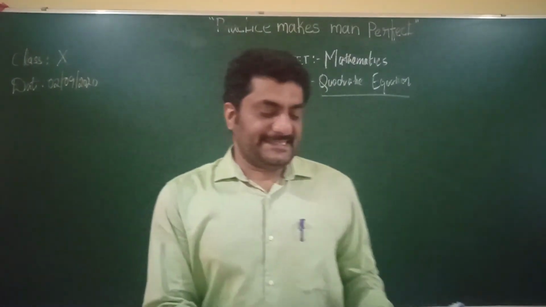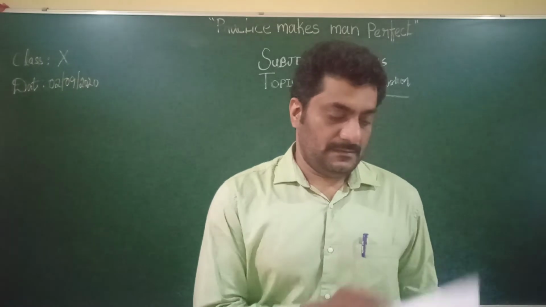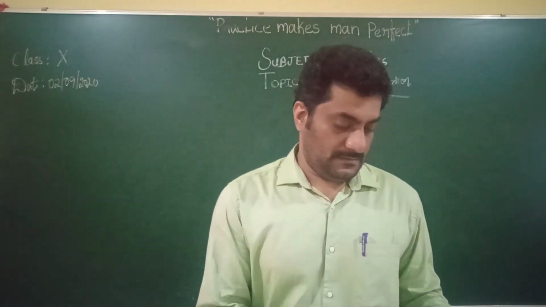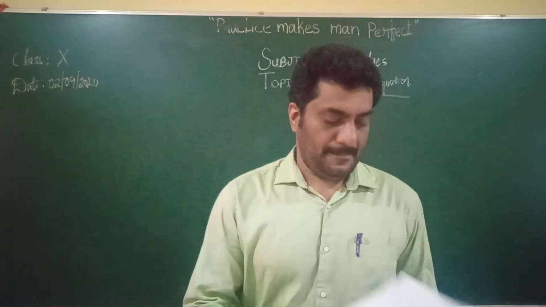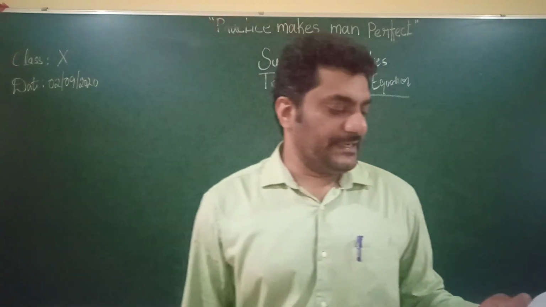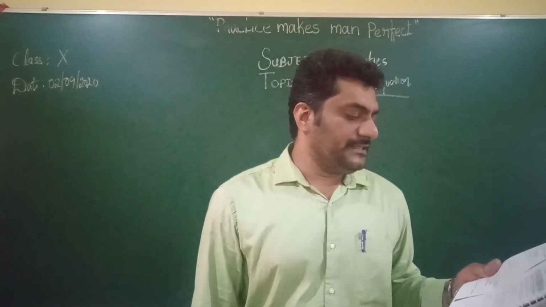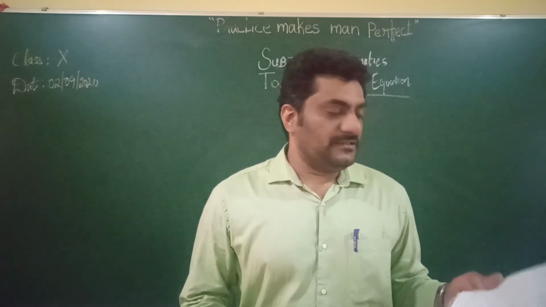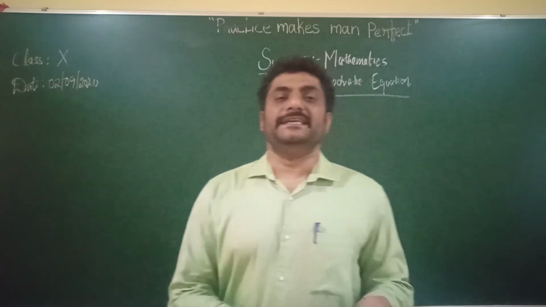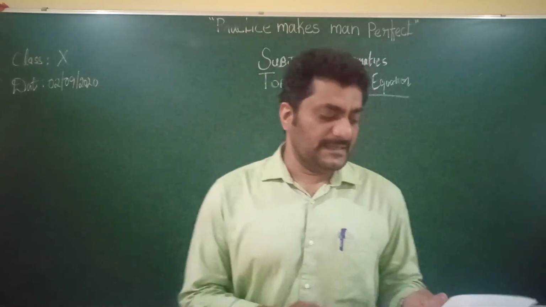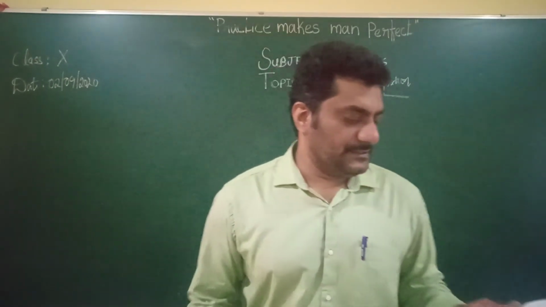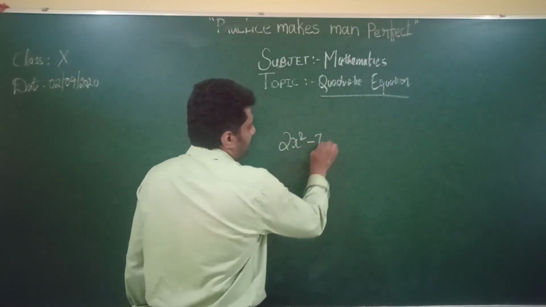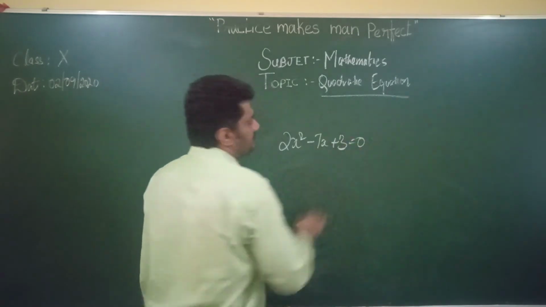Now let's get into the exercise. Exercise 10.3. Find the roots of the following quadratic equation if they exist by the method of completing square. But the completing square method is not in this syllabus, so we will go for the formula method. 2x squared minus 7x plus 3 is equal to 0.